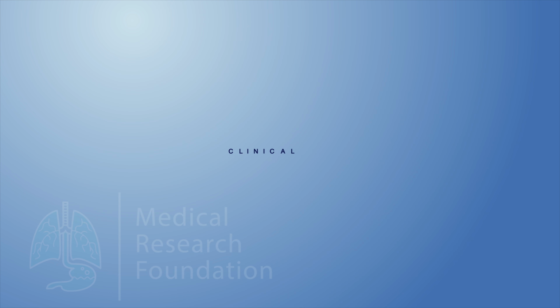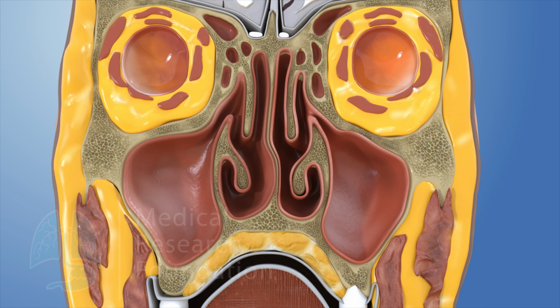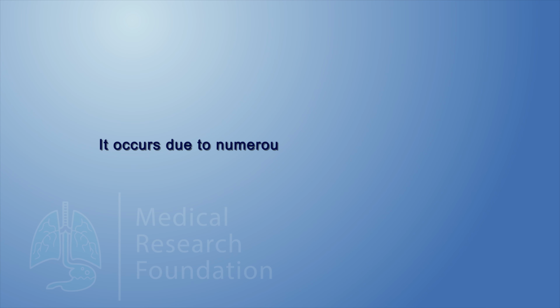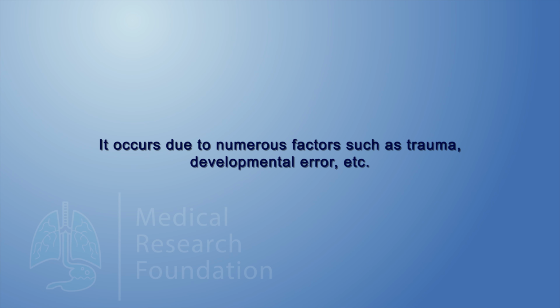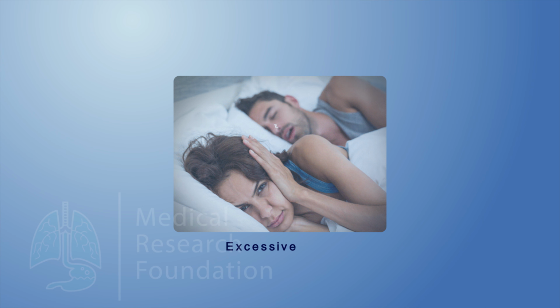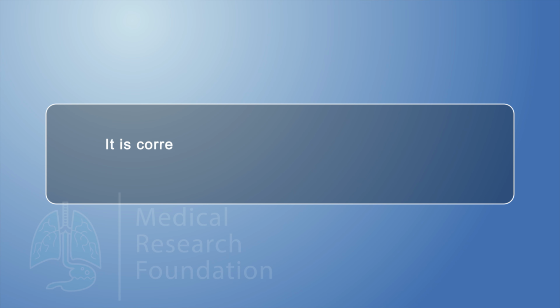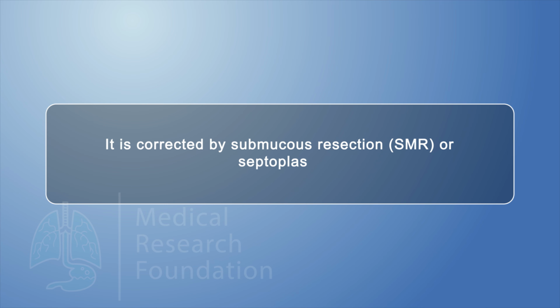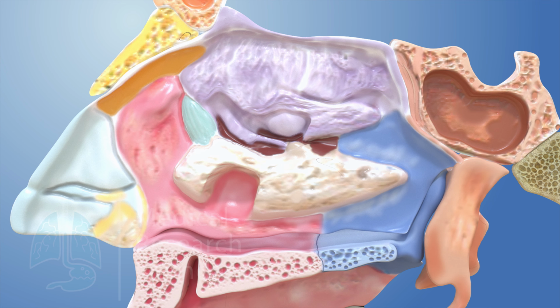Clinical aspect. Deviated nasal septum, DNS. The deviated nasal septum is not uncommon and is an important cause of nasal obstruction. Males are affected more than females. It occurs due to numerous factors such as trauma, developmental error, etc. If DNS is severe and causing mechanical obstruction, leading to difficulty in breathing, sinusitis, headache, excessive snoring, etc., it is corrected by submucous resection, SMR, or septoplasty.